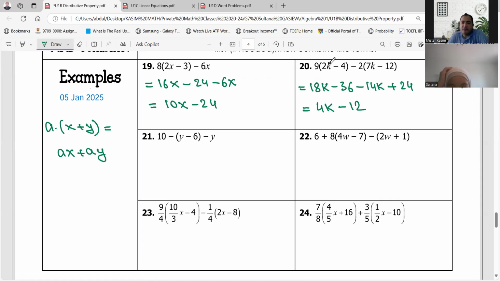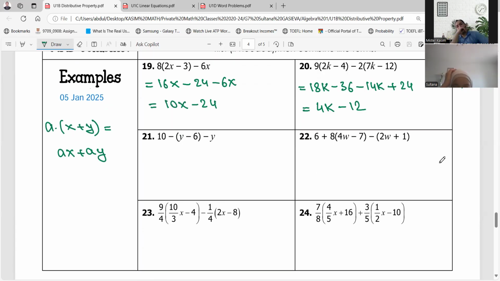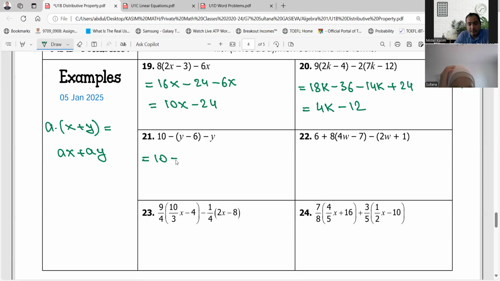Okay, all right. Number 21. What do we do here? 10 minus, negative 6? No, wait. First open parenthesis, Sultana. 10 minus y, minus 6. Minus is plus 6. Plus 6, and then still we have minus y here, right? Minus y. Now simplify.